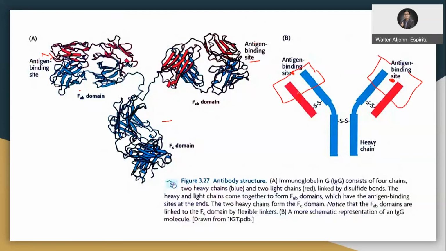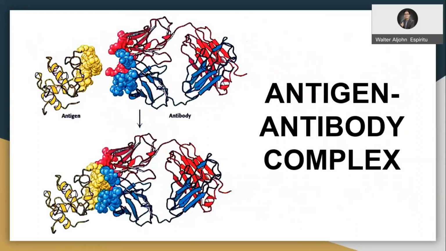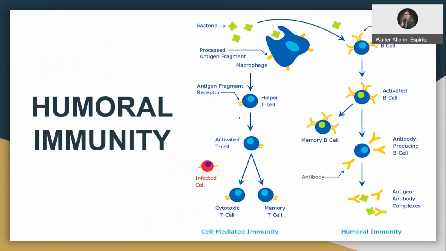The amino acid sequences on this particular region confer the specificity of the antibody. So when the antigen binds to the antigen binding site of the antibody, it will form the antigen antibody complex that is shown. So technically it looks like a substrate enzyme complex. These particular complexes are produced upon the action of the humoral immunity.